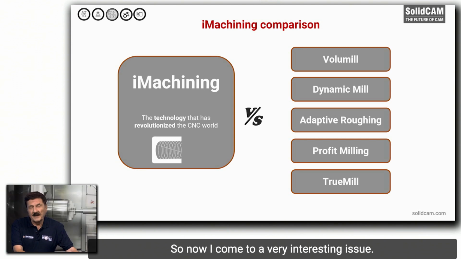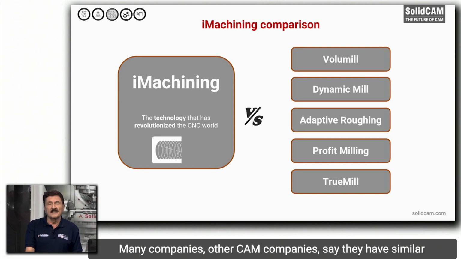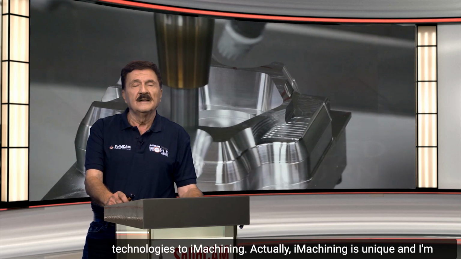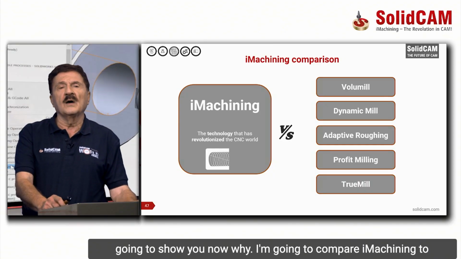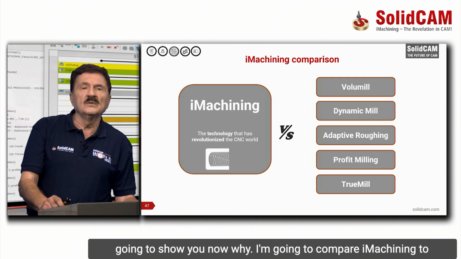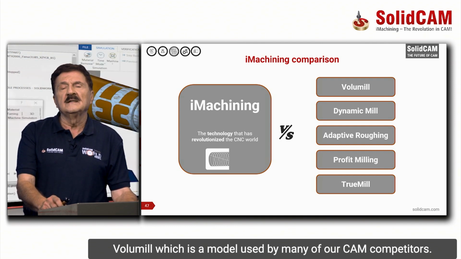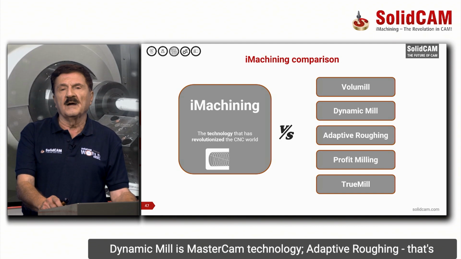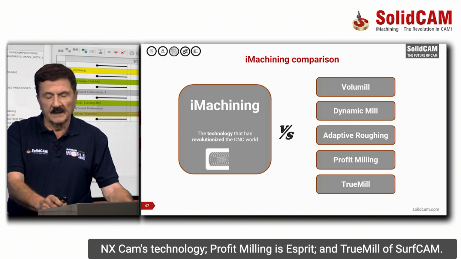So now I come to a very interesting issue. Many companies, other CAM companies, say they have similar technologies to iMachining. Actually, iMachining is unique, and I'm going to show you now why. We are going to compare iMachining to VoluMill, which is a model used by many of our CAM competitors, Dynamic Mill, that's Mastercam technology, Adaptive Roughing, that's NX CAM technology, Profit Milling is Esprit, and TrueMill of SolidCAM.